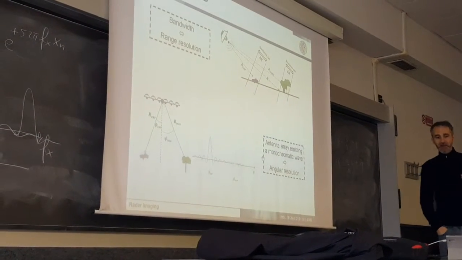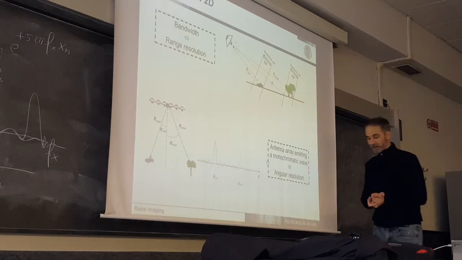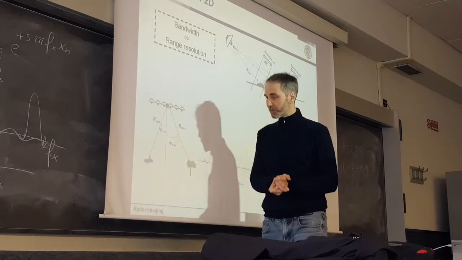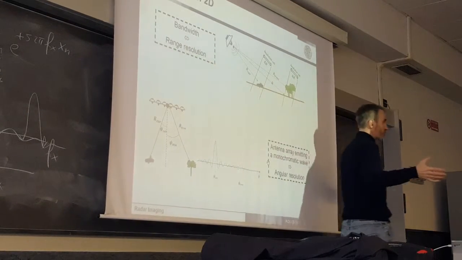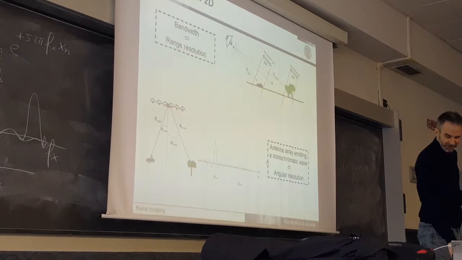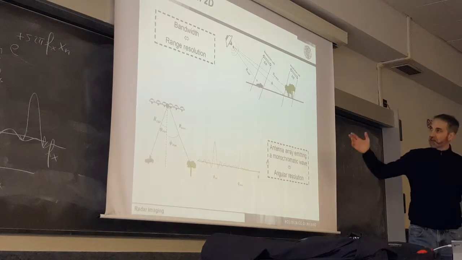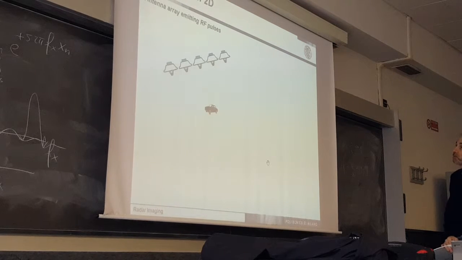So let's talk now about localization in two dimensions. We say that if you have bandwidth, then you can resolve the target based on the distance from the radar. If you have an array, then you can localize the target based on the angle under which they are seen from the radar. So if you just put these two together, then you can have 2D localization capabilities. So how does this work?